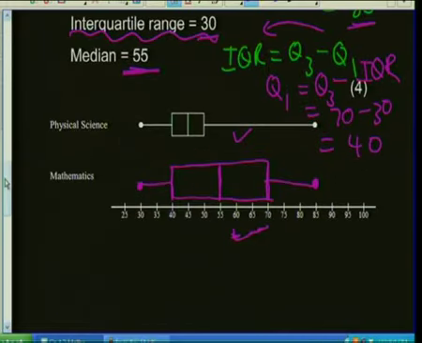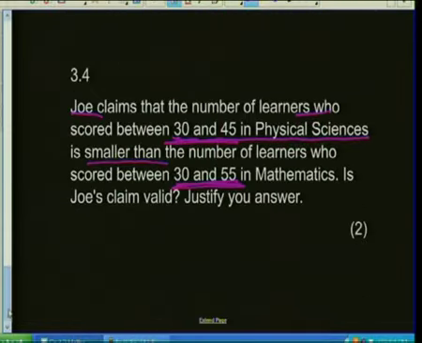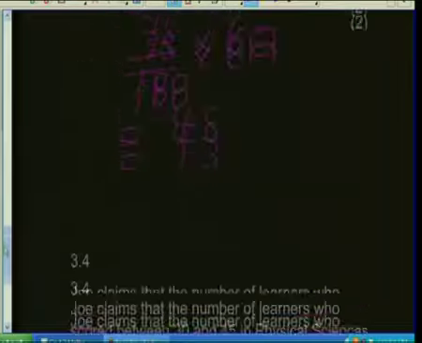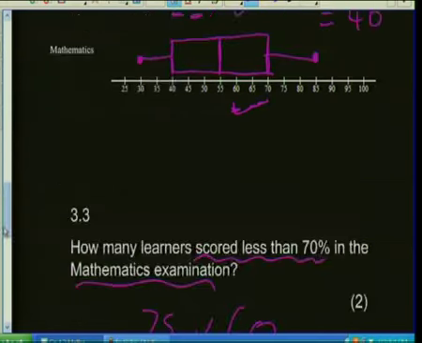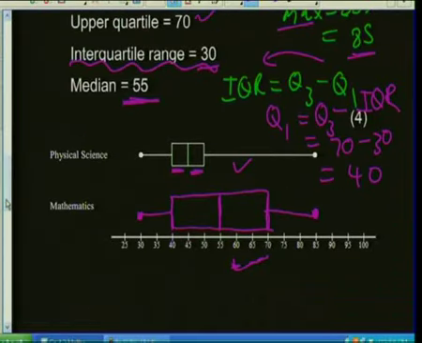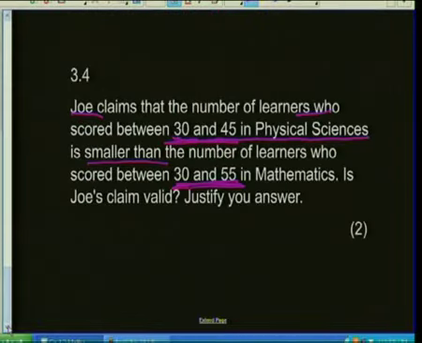So I think Joe's claim is invalid. If you check the science, this part of the whisker is almost equal to that. Almost, the science is symmetric, okay? It's symmetric, so this is an invalid claim from Joe.